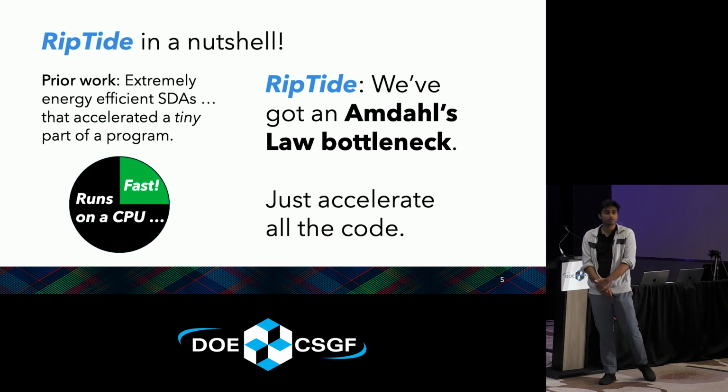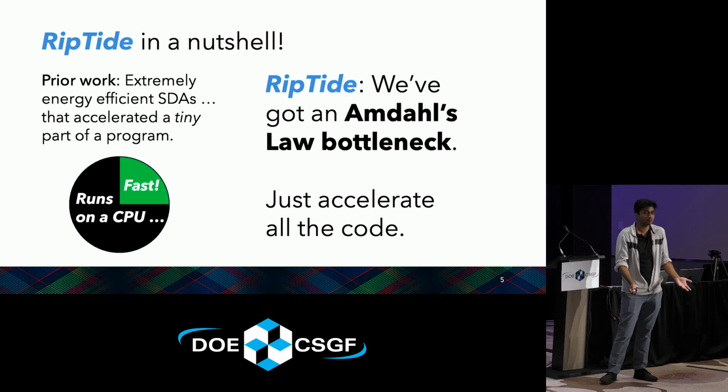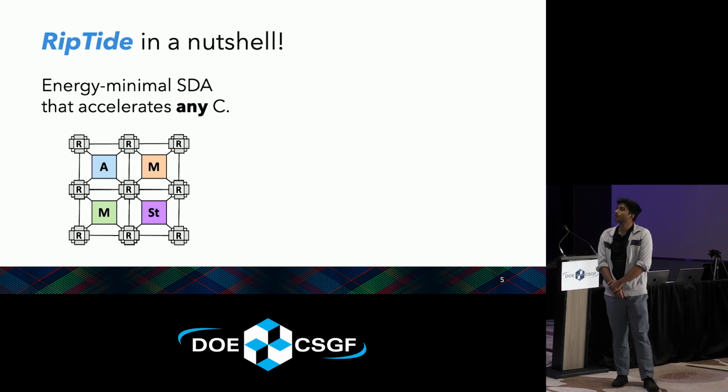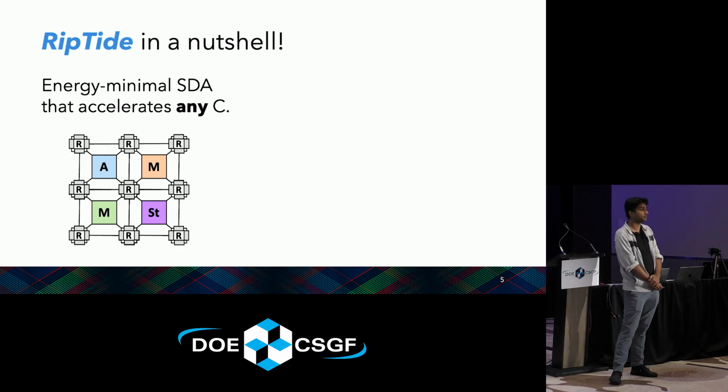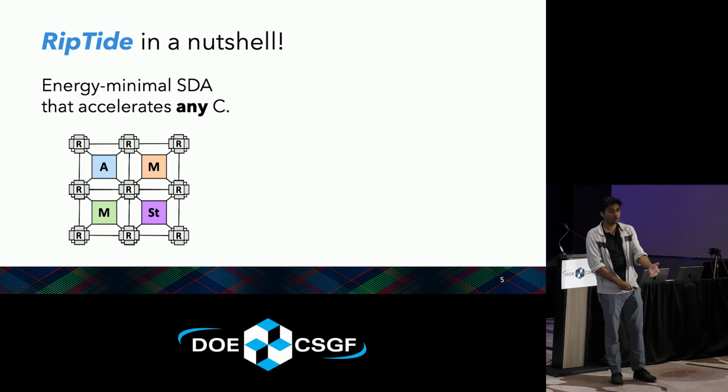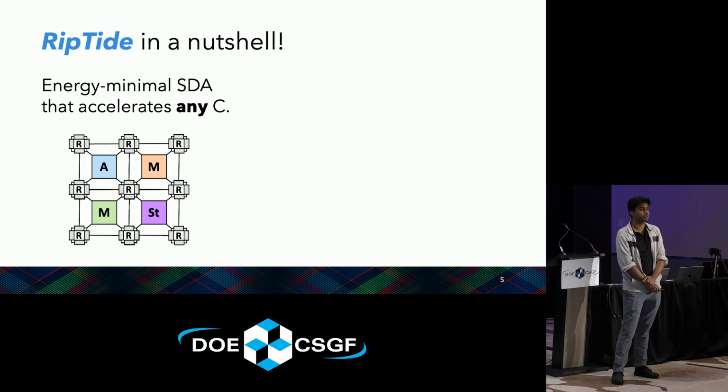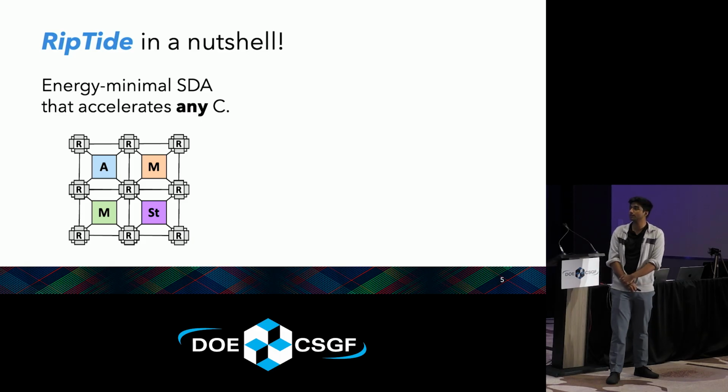And so for Riptide, we thought, let's just try and accelerate everything. So that's what we did. We built an energy minimal spatial data flow architecture that accelerates any kind of C program. It runs entire C programs. We built a compiler, the architecture, a lot of energy efficient hardware that's built into it.